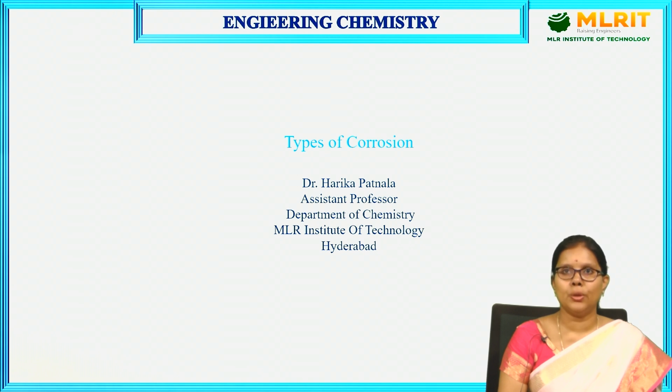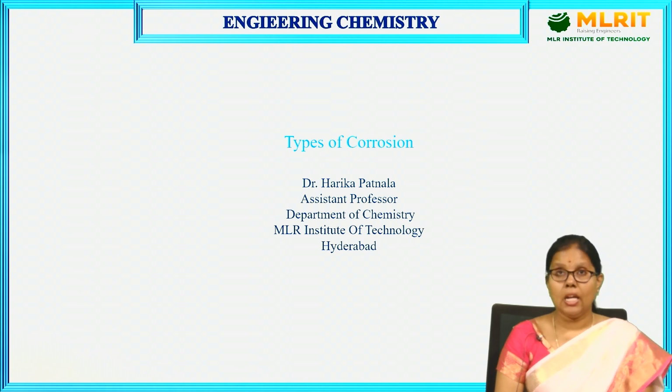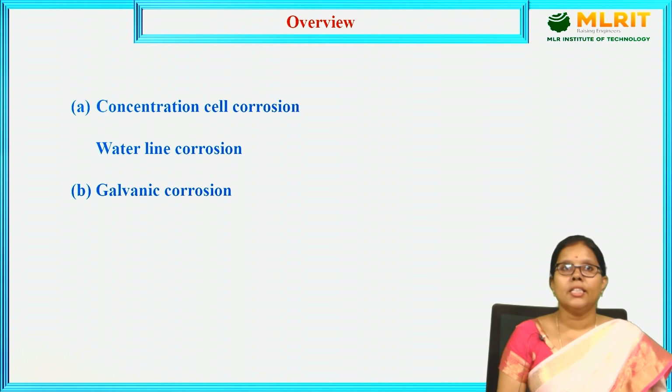Let us go through the types of corrosion. Overview. In types of corrosion, we are going to learn there are different types of corrosion. Mainly, we have chosen concentration cell corrosion and galvanic corrosion. In concentration cell corrosion, we have taken the example of waterline corrosion.